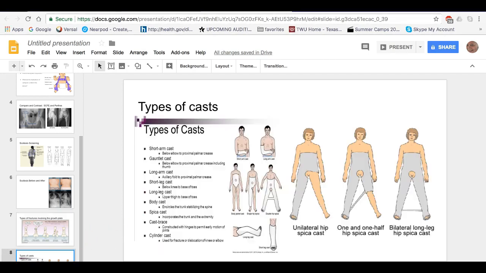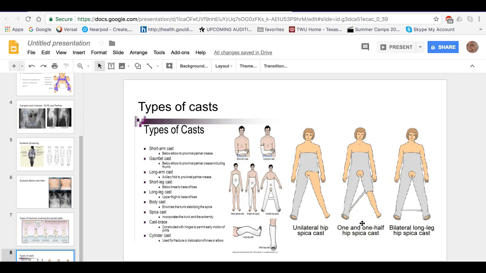And then of course there's casting. These are just a depiction of all the different types of casts that we have. I didn't like this spica cast, but this is what we use for the hips with the DDH. This right here, the 1.5 hip spica, is the most common that you'll see with that.